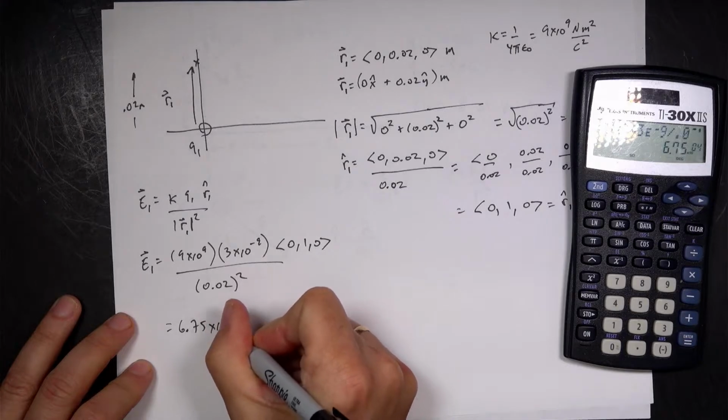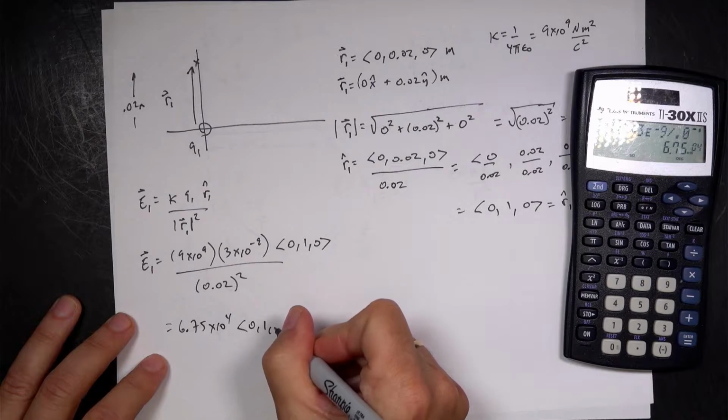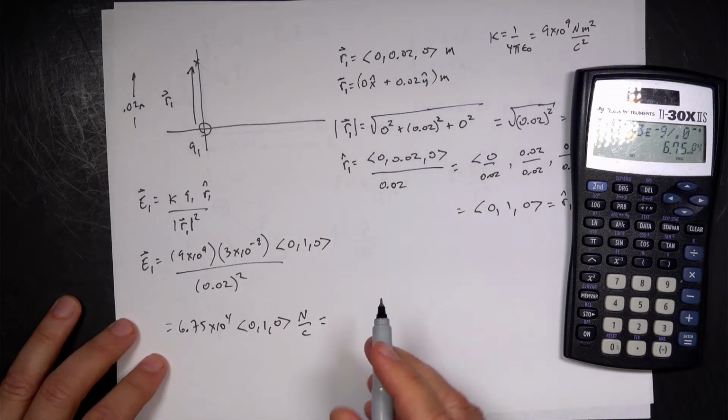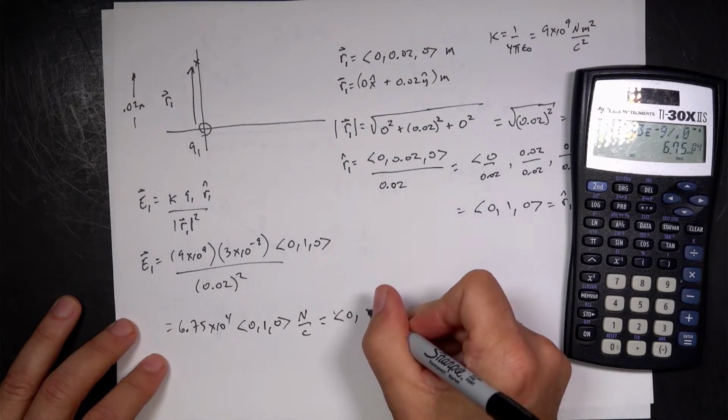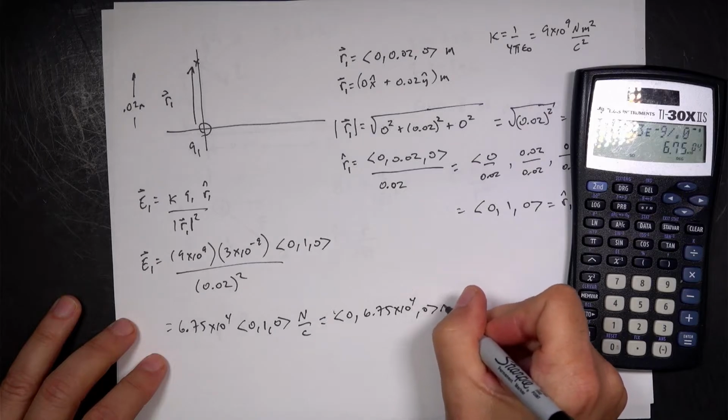6.75 times 10 to the 4th. And then I have that vector 0, 1, 0. And that's going to be newtons per coulomb. Now, I could multiply this out, and I could get 6.75 times 10 to the 4th, 0 newtons per coulomb.